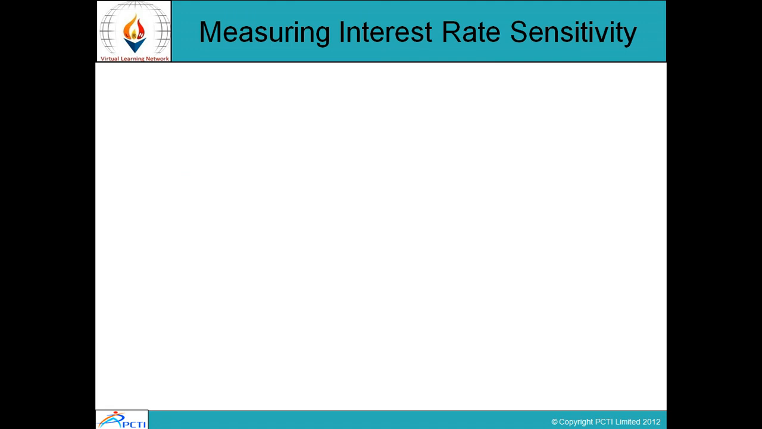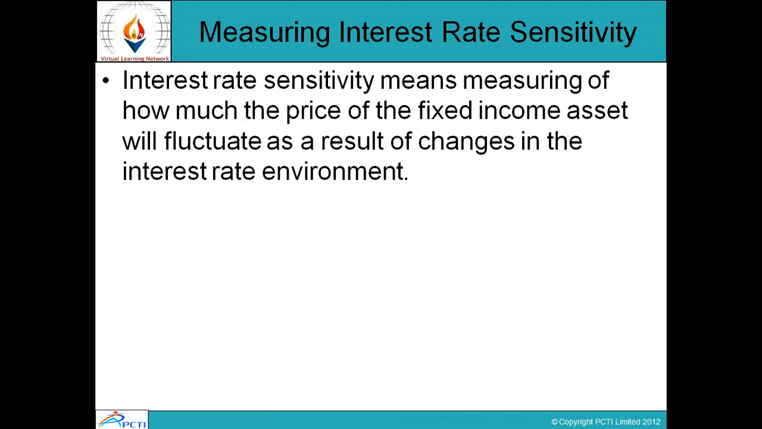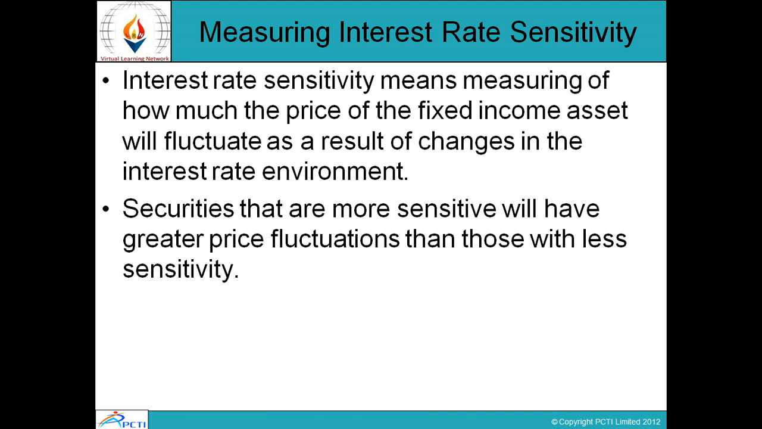Measuring interest rate sensitivity. Interest rate sensitivity means measuring how much the price of a fixed income asset will fluctuate as a result of changes in the interest rate environment. Securities that are more sensitive will have greater price fluctuations than those with less sensitivity. वो सिक्योरिटी जो बहुत सेंसिटिव है उनमें ज़्यादा चेंजेस आएंगे एज कम्पेयर टू दोज सिक्योरिटीज जो कम सेंसिटिव हैं.